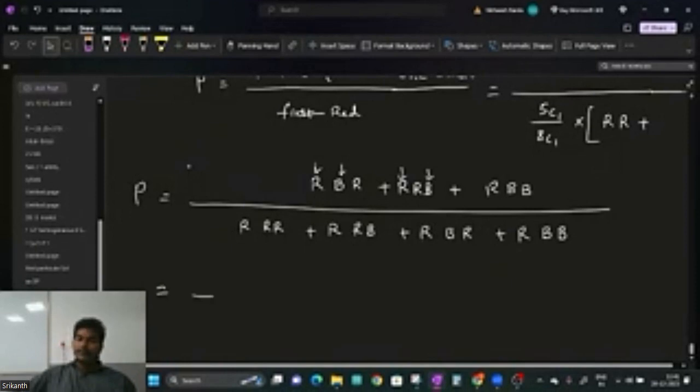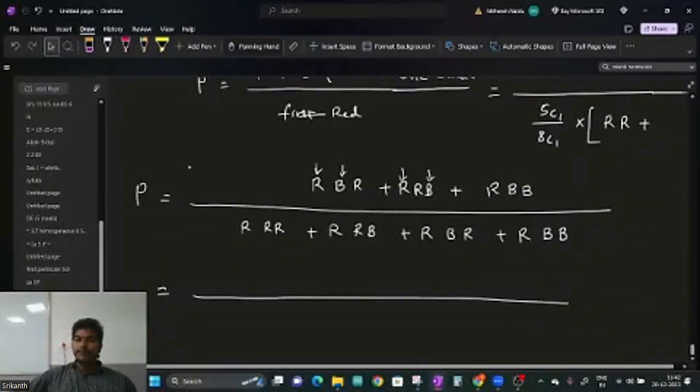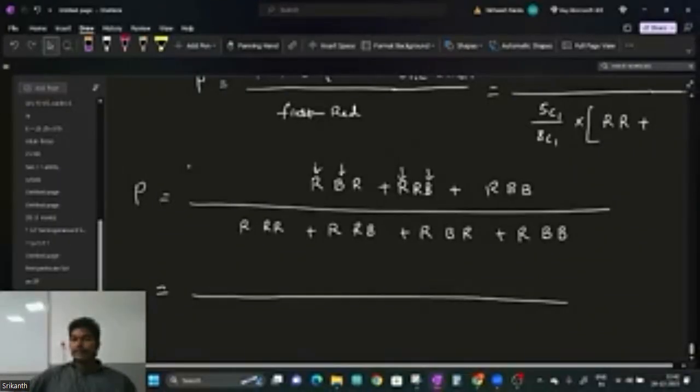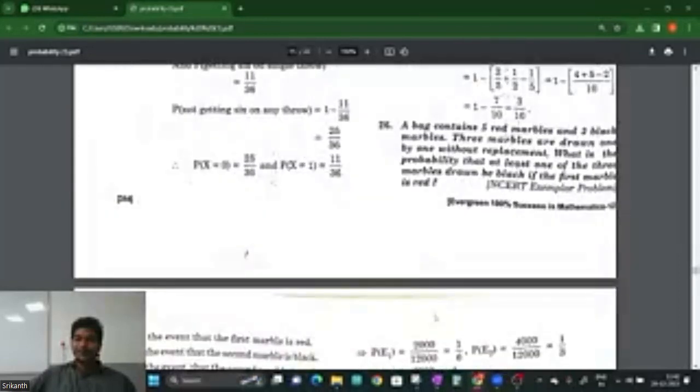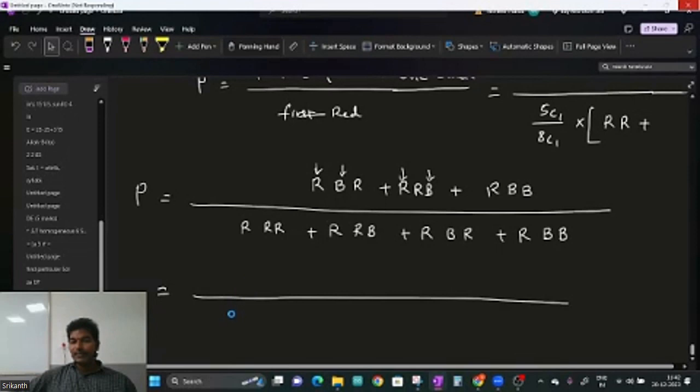Okay, now I am doing it. The denominators will be the same, so I am not mentioning the denominators, the sample choices. Let's calculate first red. First I am doing RRR, triple R. So what is the first R? How many balls are in the bag? 5 red marbles.